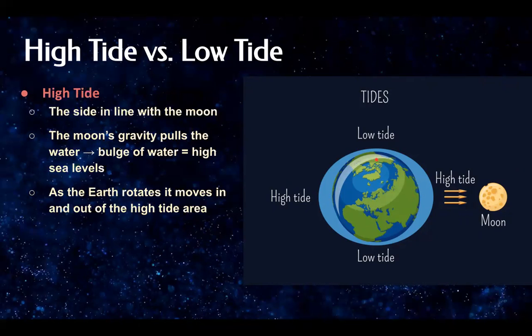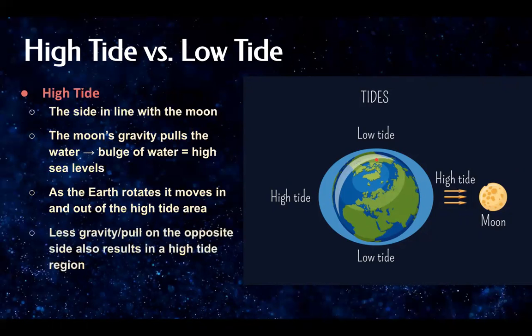So if you were experiencing a high tide, don't worry, you're going to rotate right out of it and into that low tide. Less gravity and pull on the opposite side also results in a high tide. So on the side with the moon, where the moon's pulling out water, we're going to get a high tide. But on the opposite side, the side furthest from the moon, there's also less gravity because it's further away. So that water's actually going to have less gravity. It's going to swell. We get two high tides occurring at any given point on the Earth.